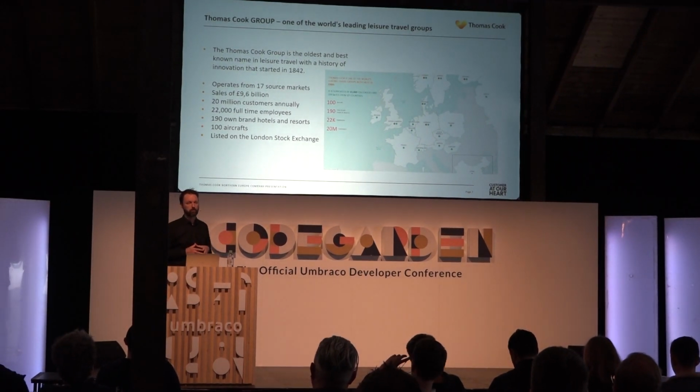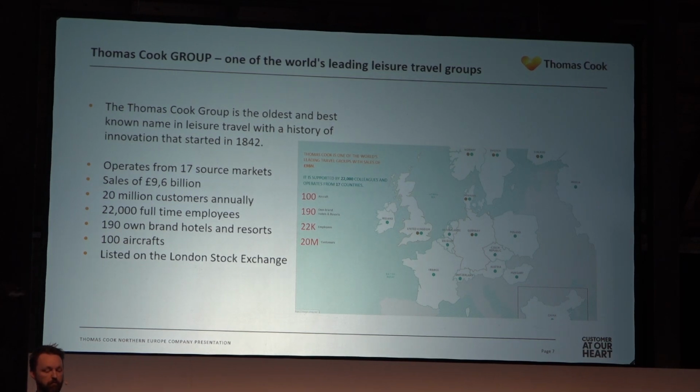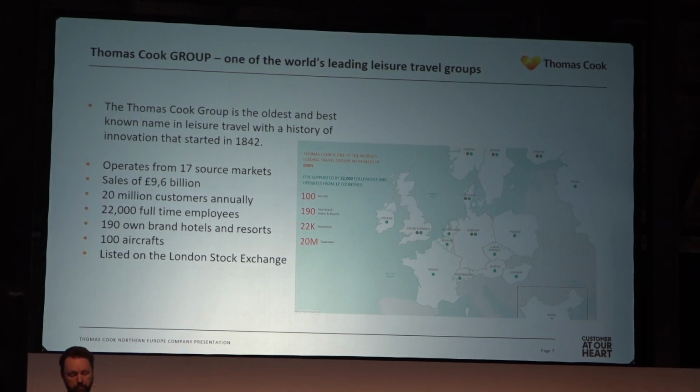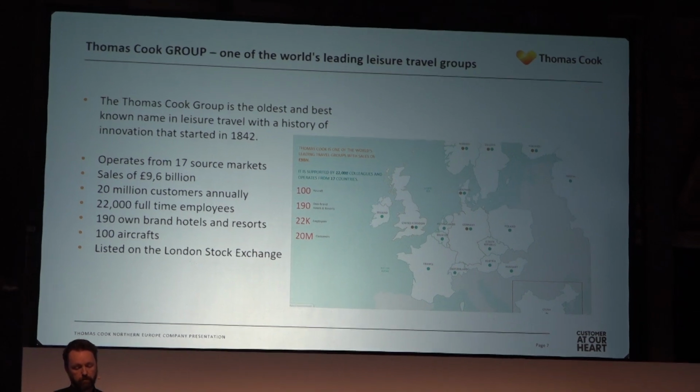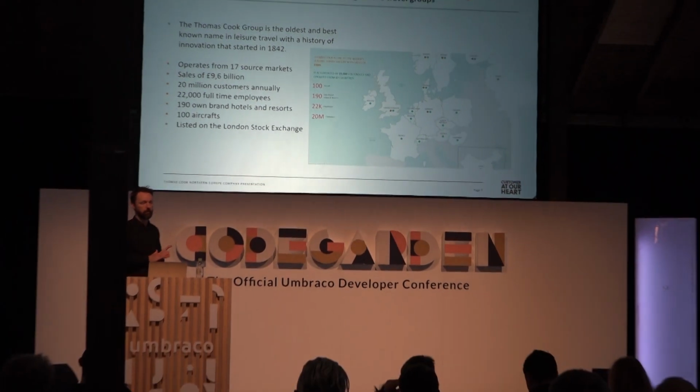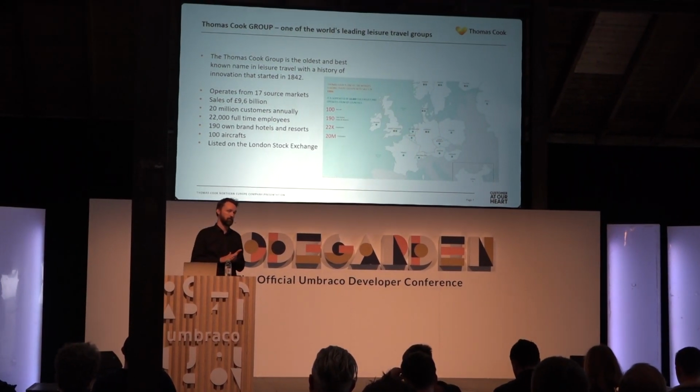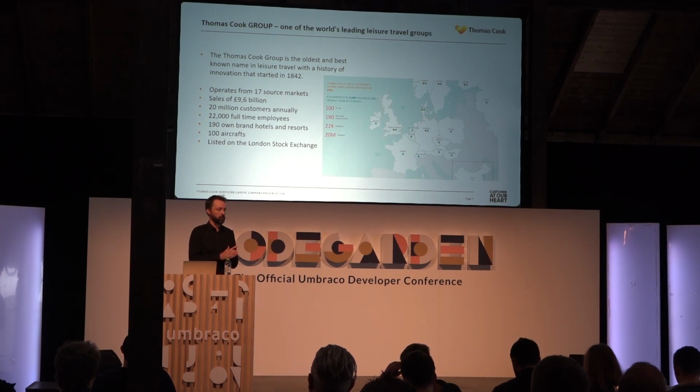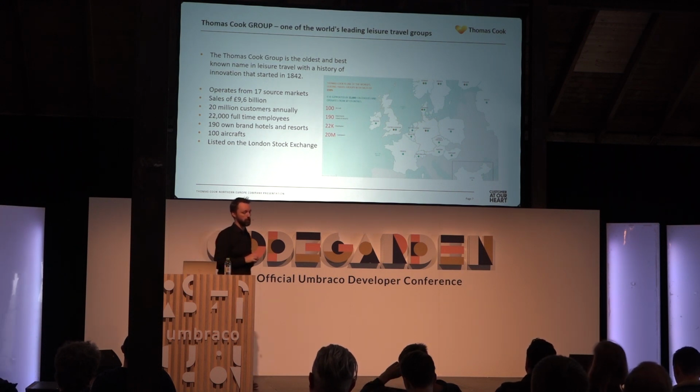Then we also have Thomas Cook Group, which is the mother company of Thomas Cook Northern Europe. I will be talking a little about both, but my main focus will be on the Nordic business. Thomas Cook Group is the oldest and best known name in leisure travel, and it's been around since the mid-1800s. It operates from 17 source markets in Europe: the Nordics, the UK, and continental Europe with Germany, Poland, France, Belgium, Netherlands, and so on. 20 million customers travel with us annually, and we have 22,000 full-time employees.